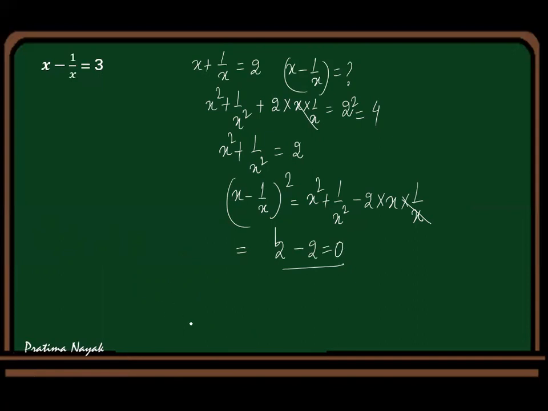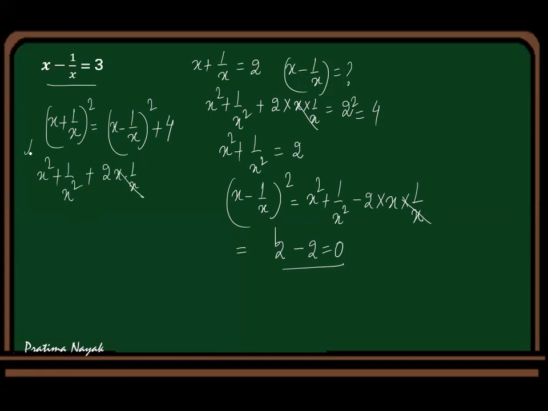Okay. So I'm getting, if x plus 1 by x is given, I can get x minus 1 by x. Similarly, if x minus 1 by x is given, you can also get x plus 1 by x. So x plus 1 by x, I'm writing directly the formula. Its square is equal to x minus 1 by x whole square plus 4. Let us verify whether I'm getting left hand side, right hand side or not. So the left hand side is x square plus 1 by x square plus 2, because x into 1 by x will be cancelled. This is LHS.